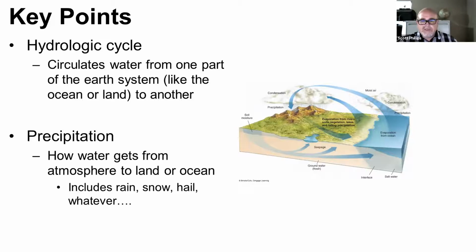The hydrologic cycle is a big, complicated thing, but the two probably first key elements are evaporation and also precipitation. So let's start with precipitation. This is how water gets from the atmosphere to the land or from the atmosphere to the ocean. You can think of it as rainfall, and it mostly is, but precipitation is a broader term that includes rain, snow, hail, different types of moisture going from the atmosphere to the surface.